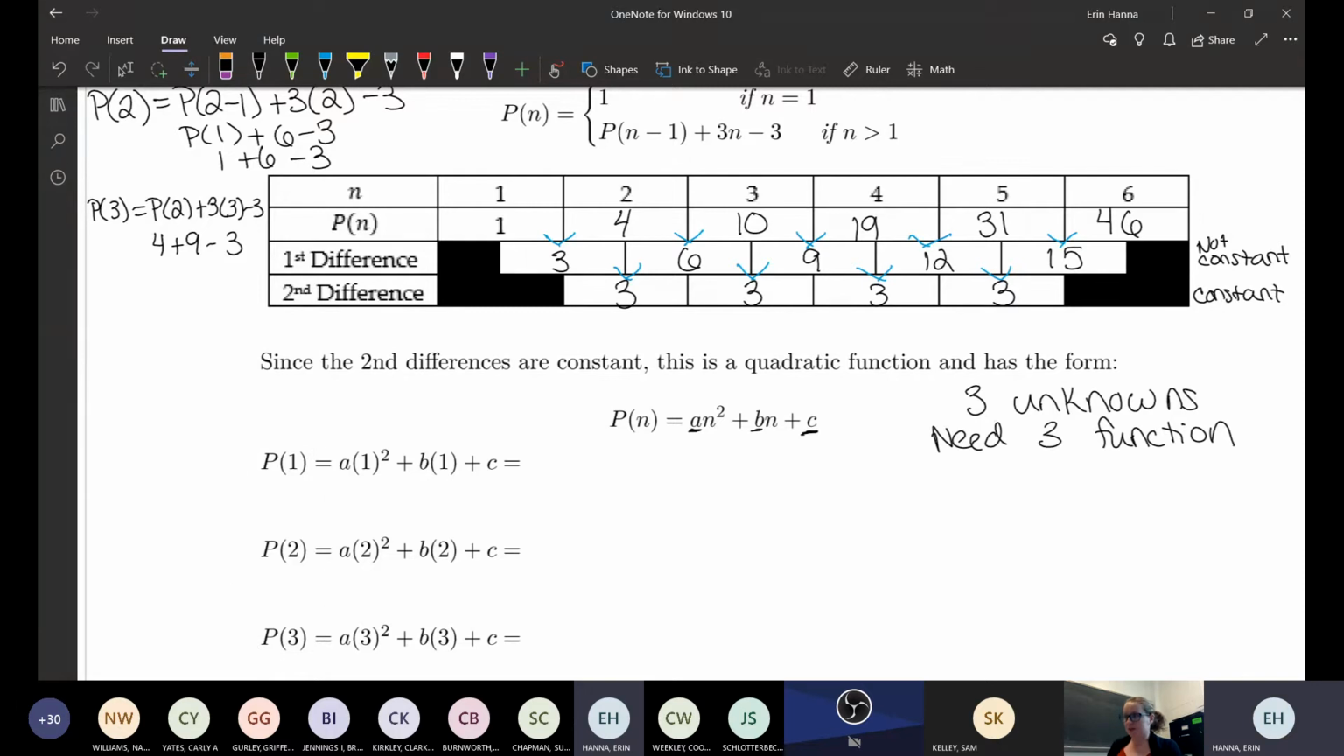Now you could take absolutely any 3 terms that you want, but it's just going to make your life way easier if you just take the first 3. So we're going to essentially say take the first 3, put them in this format, and then we're going to use those to solve. So essentially, if we plug in 1 for n, we would get a plus b plus c. And what did P1 equal? P1 equaled 1. So all of that would have to be equal to 1.